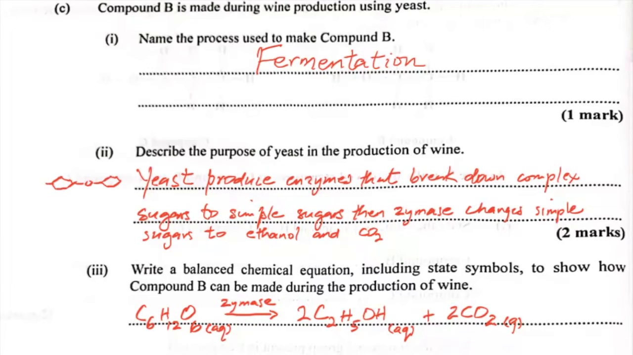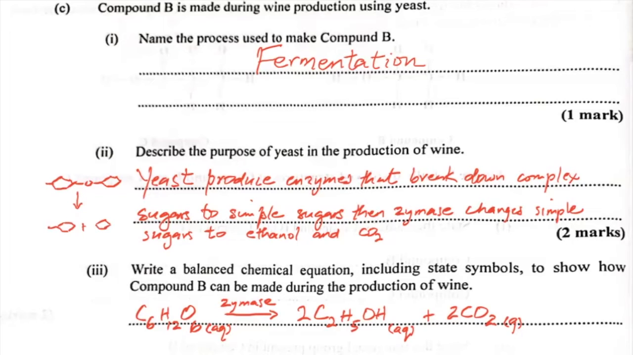So this is just a little diagram showing what could be considered a complex sugar, or just a partial structure, and the yeast breaks it down first into simple sugars, mainly glucose, and then the zymase, which is in the yeast, acts on the simple sugar, the glucose, to ferment it, to cause it to form ethanol and carbon dioxide. They want us to write a balanced chemical equation, including state symbols, to show how compound B, that's ethanol, can be made during the production of wine.